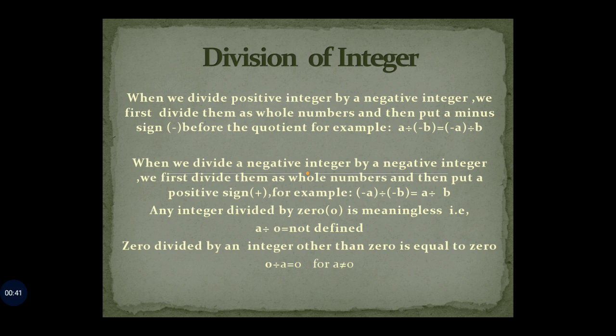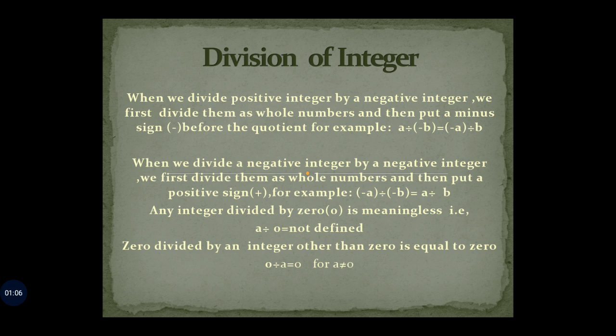When we divide a negative integer by a negative integer, we first divide them as whole numbers and then put a positive sign. For example, minus a divided by minus b gives you a divided by b, because both the negative signs in numerator and denominator get cancelled with each other.